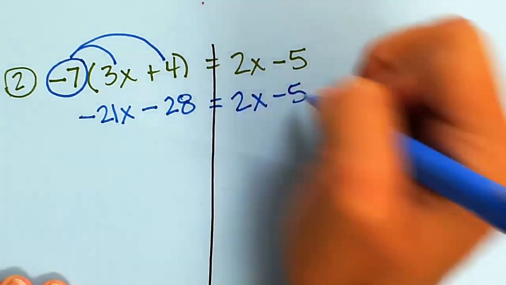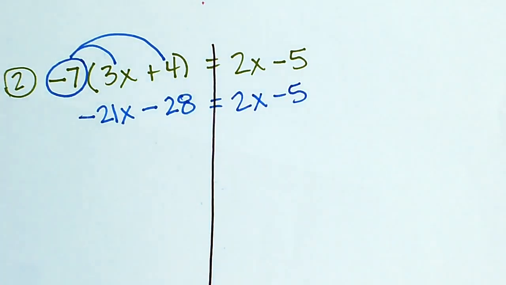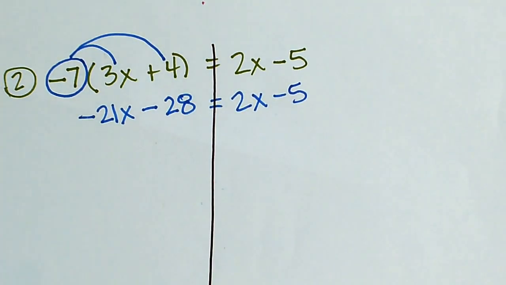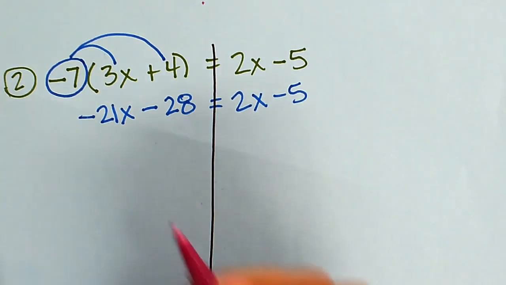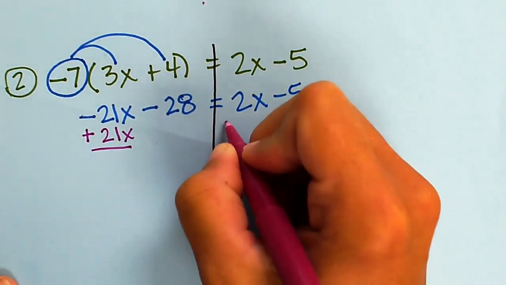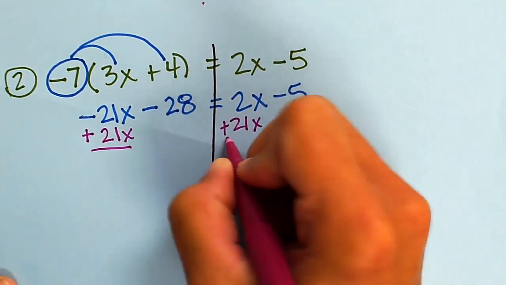All right. So I end up with negative 21x minus 28 is equal to 2x minus 5. Got everything simplified. My next question is, are all my variables together? And I can see that, no, I have x's over here and x's over here. So I know that's my next step. I'm going to get all the x's together. Like I said before, I like to move the smaller one to the side where the bigger one is.